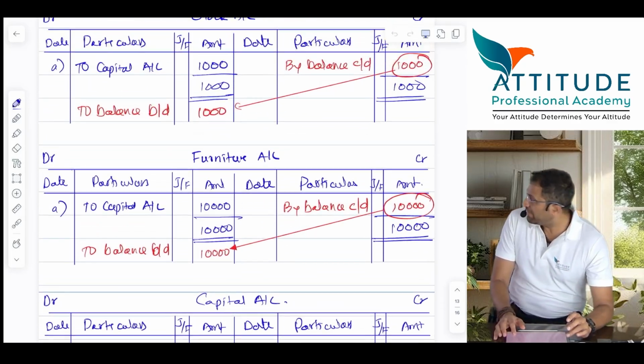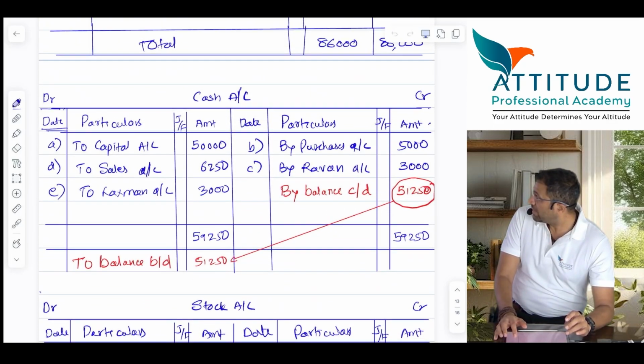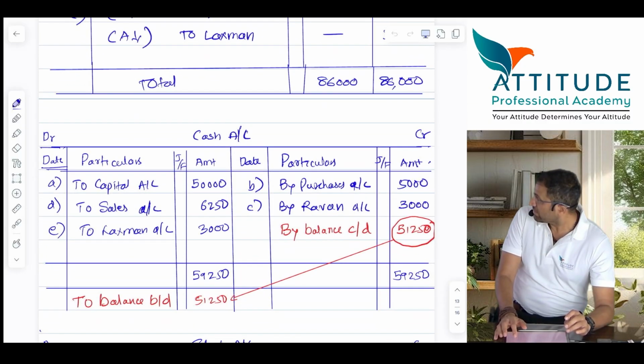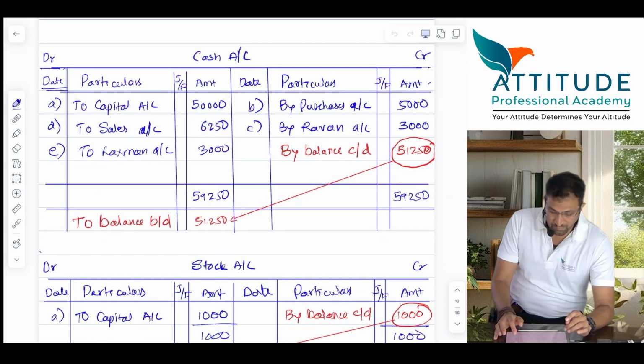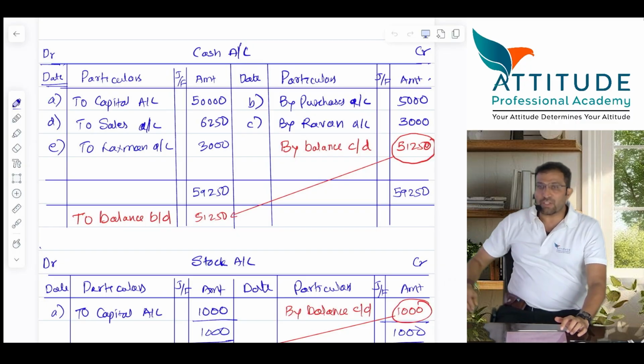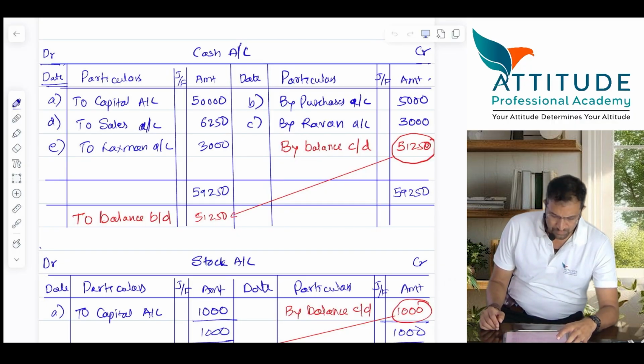Yesterday we did what accounts? How to prepare ledger. So look at this. Now, the cash account is showing what balance? Anybody can tell me? How much? What is the amount?